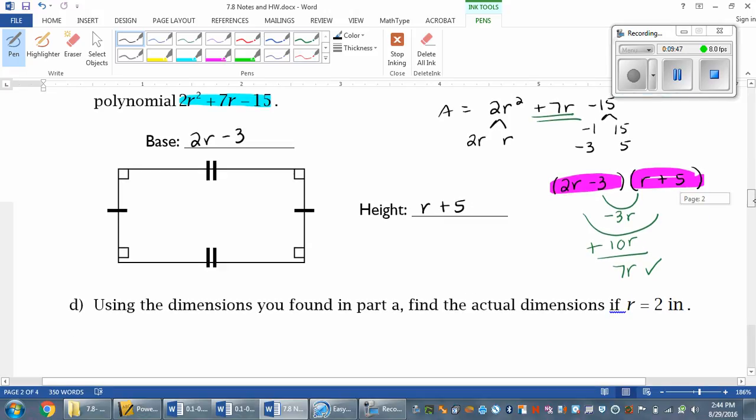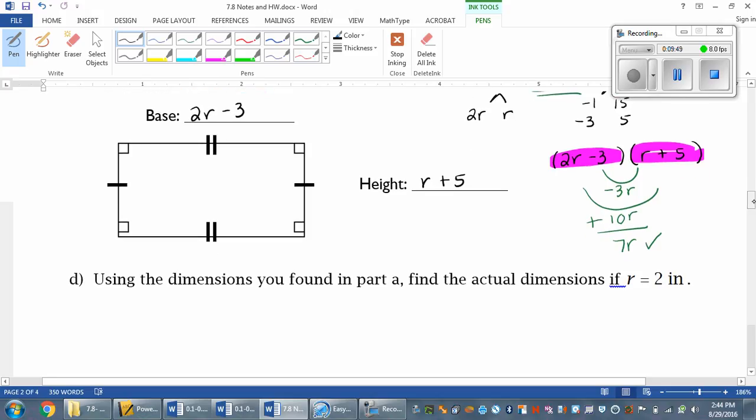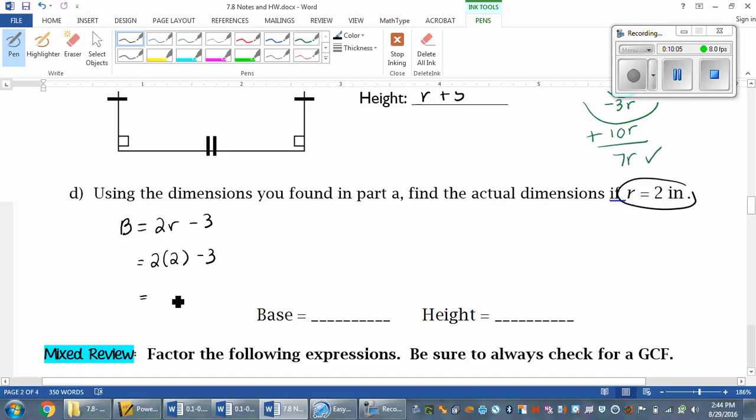All right, last part. Now using the dimensions that we just found, find the actual dimensions if r is 2. And we're just going to be substituting. So my base is 2r minus 3. What I'm going to do is substitute 2 in place of r. So 2 times 2 minus 3. Put that whole thing in your calculator and you're going to get 1. My base is 1 inch.